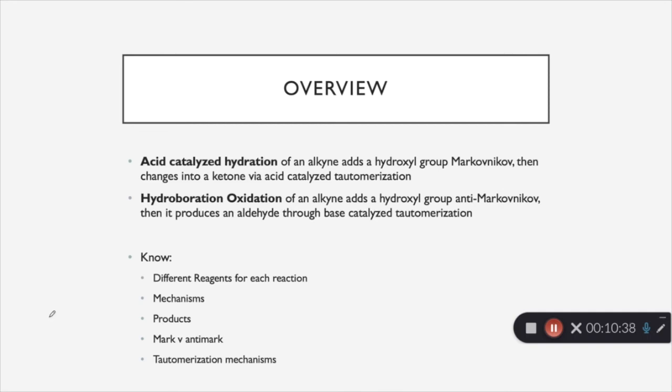Here I have a list of things that you absolutely need to know for these two reactions. First, you need to know that the reagents are different for each reaction, and they are also different from the reagents used for alkenes. You also need to know the full mechanism for both of these, and you need to know what the products are. The products are going to be a ketone for acid-catalyzed hydration, and an aldehyde for hydroboration-oxidation. You need to know which one adds Markovnikov or anti-Markovnikov, and you also need to know the tautomerization mechanisms, which is really part of this, because if you have to draw out the mechanism for either of these, that will involve the tautomerization part of it.